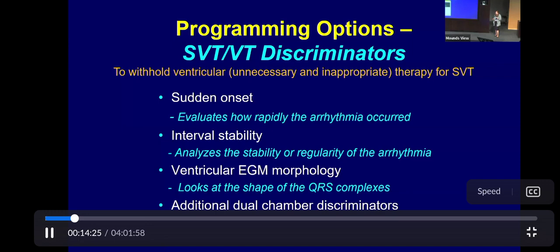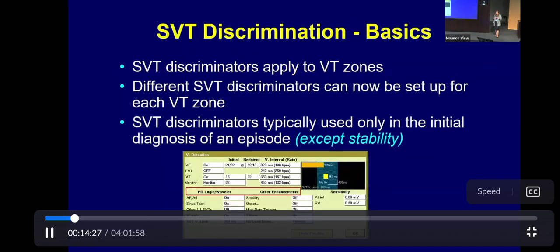And then there are separate dual chamber discriminators. So you could set these up for each zone. But the one thing to remember is that of the SVT discriminators we use for initial detection, the only one that can be used for redetection is stability.